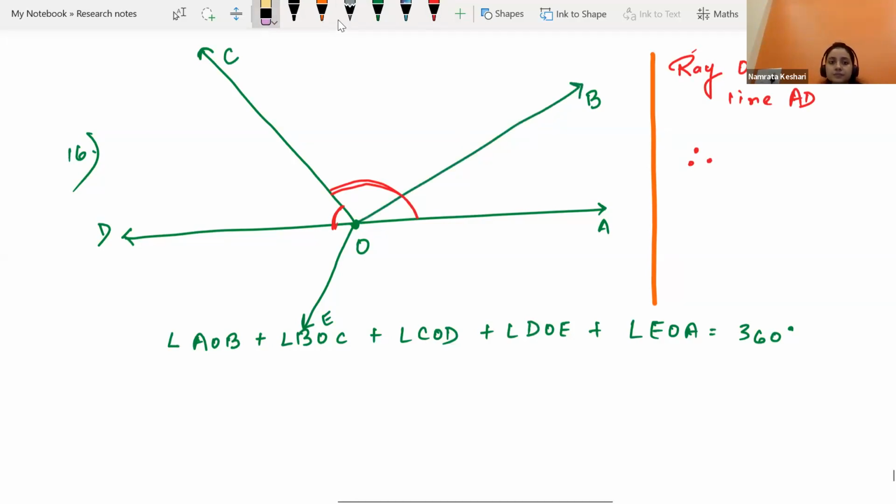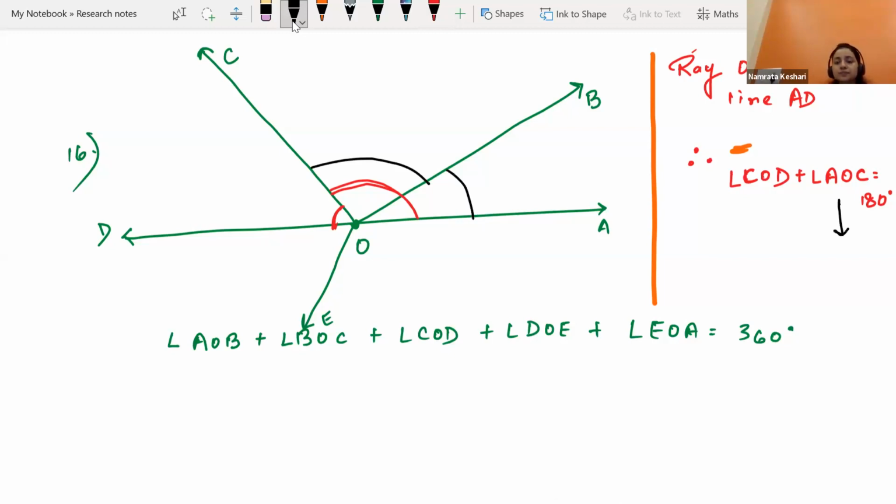Let's write it. Angle COD plus angle AOC, this completely is 180 degrees. Beside that, you can write linear pair. Now, AOC is just the combination of BOC and AOB. Yes or no, Sara? AOC is just the combination of these two, right? Yes. So let's write it. It is nothing but the combination of BOC plus AOB.